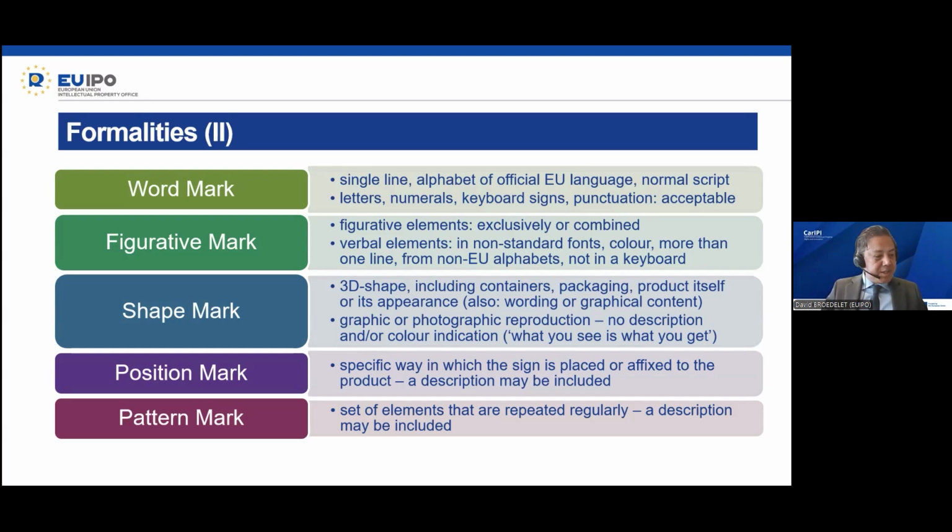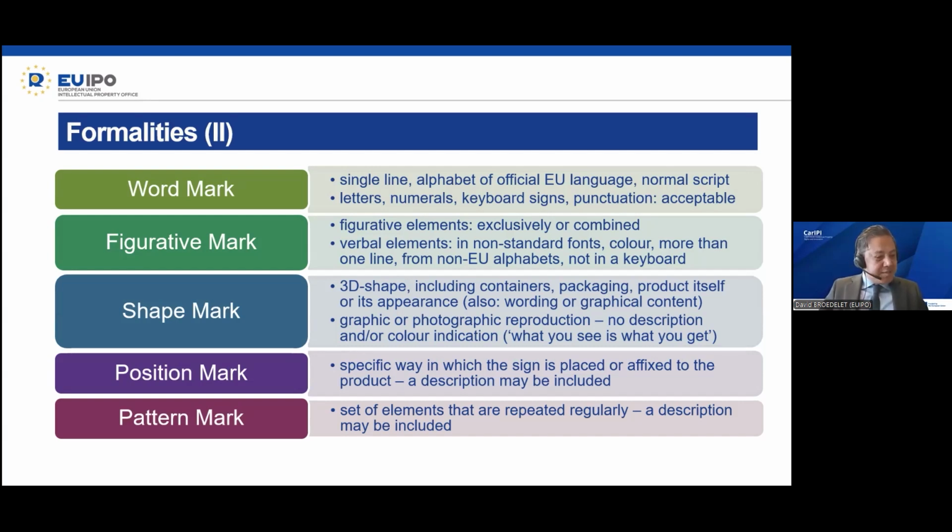Then a position mark. This is a trademark consisting of a way that the sign they apply for is placed on a product. A simple example is Adidas shoes. Now you see that we all know those 3 stripes. So this can be a position mark.